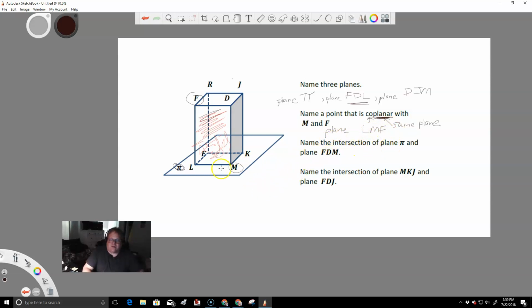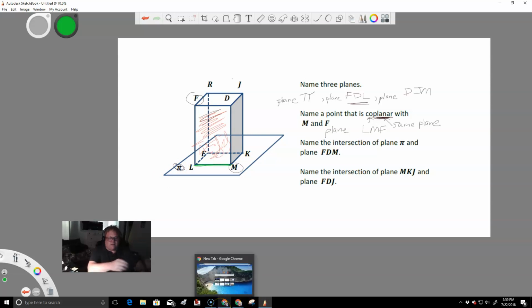Name the intersection of plane pi and FDM. Okay, so FDM is the front face of this thing, and pi is the flat surface. So what's hitting is, let me see if I can get a different color going on here. Right here. This is the part that's hitting, because remember, it's just this front face. Where is it hitting this flat thing?